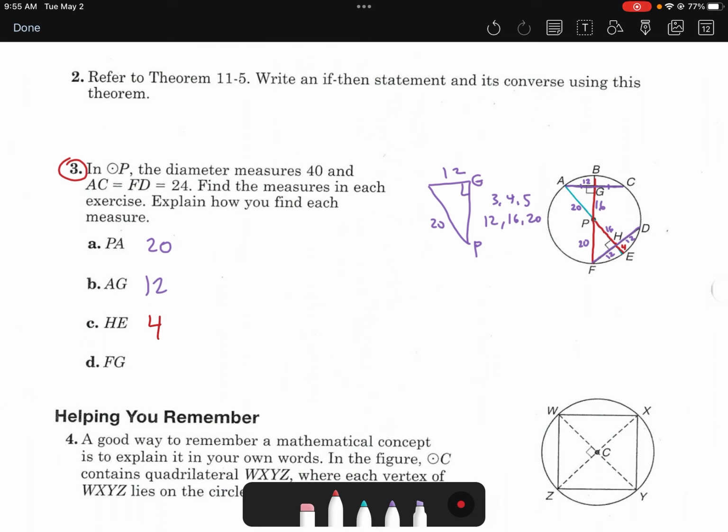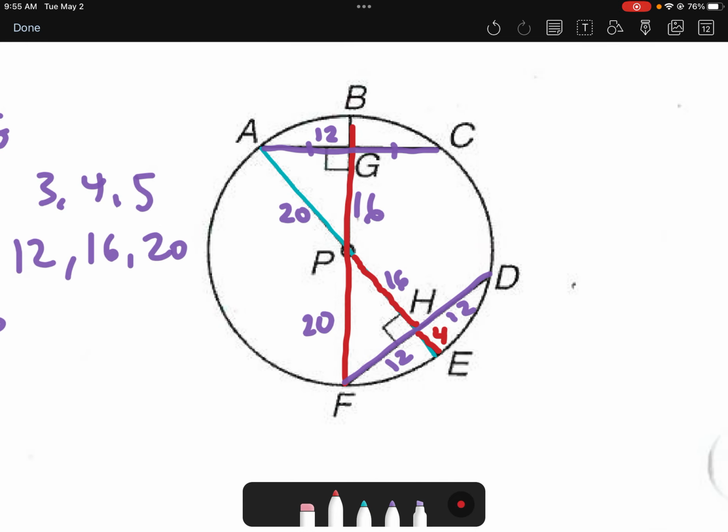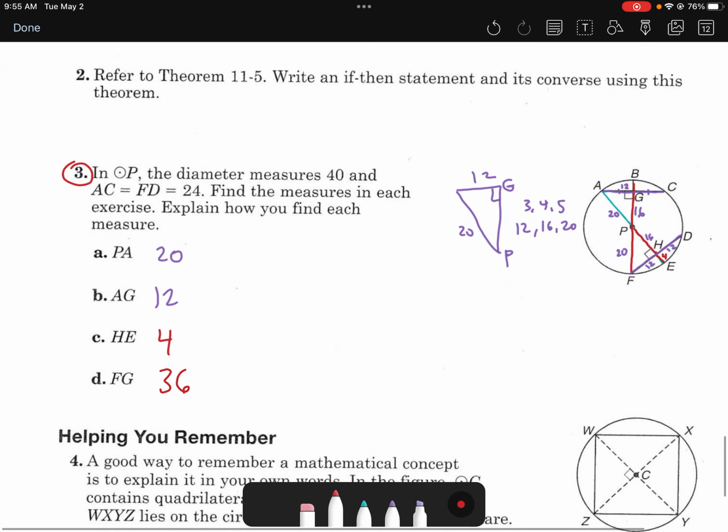And then F to G would be your radius plus that 16. So we're just going to do 20 plus 16 to get 36.